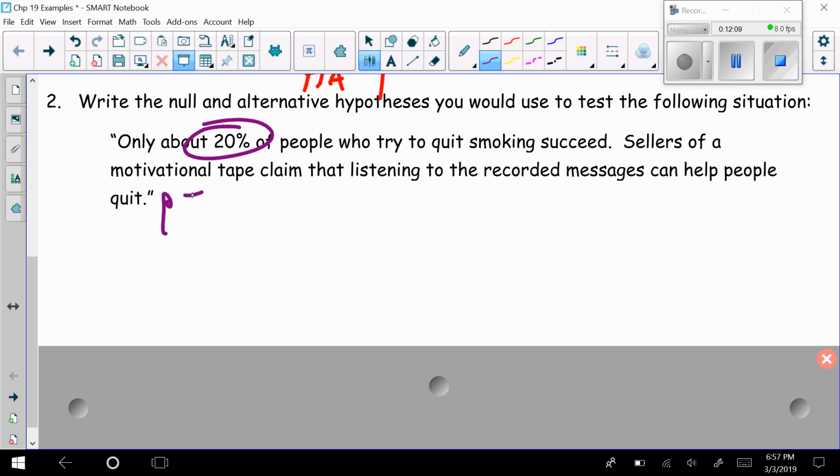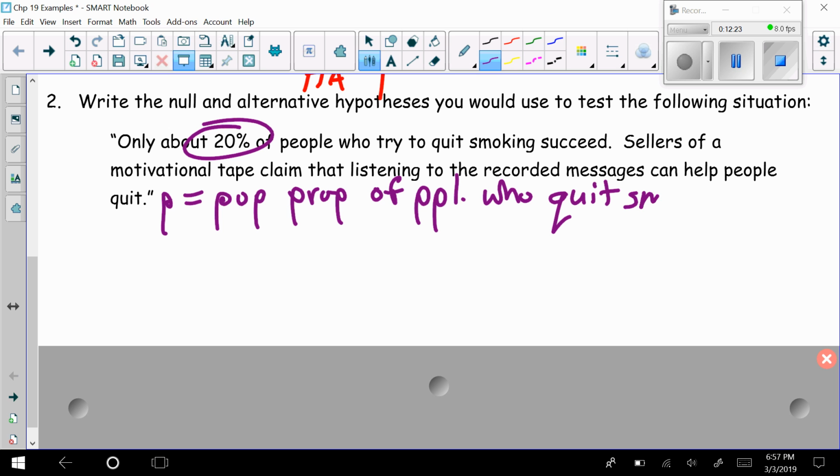Great, let's make sure we classify our parameter. So p is the proportion of people who quit smoking, right? So that's how many people quit smoking.